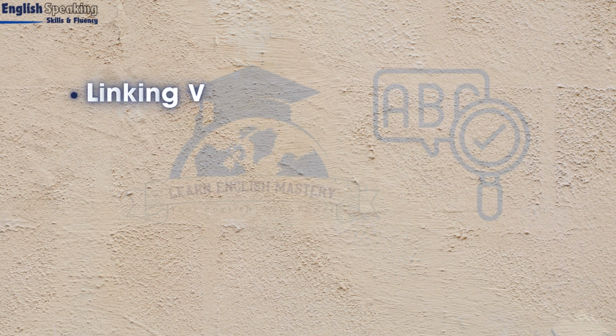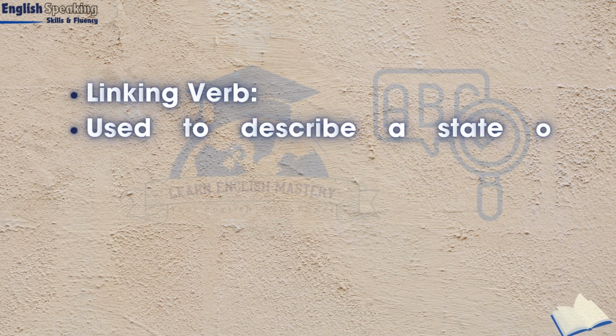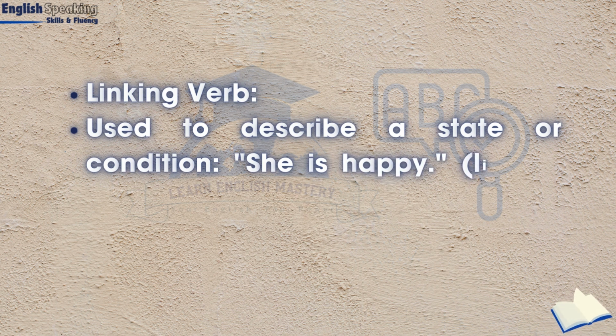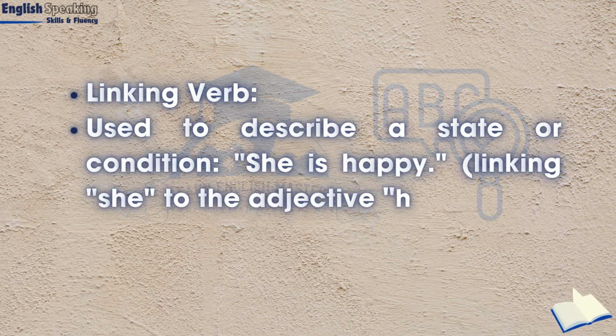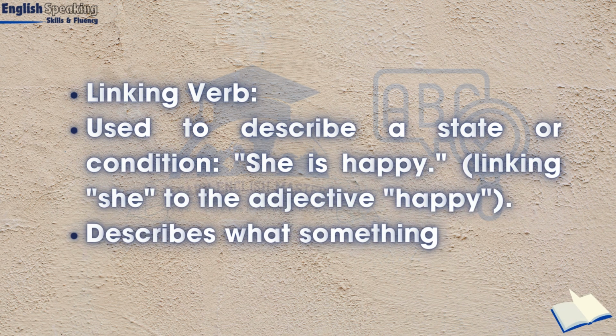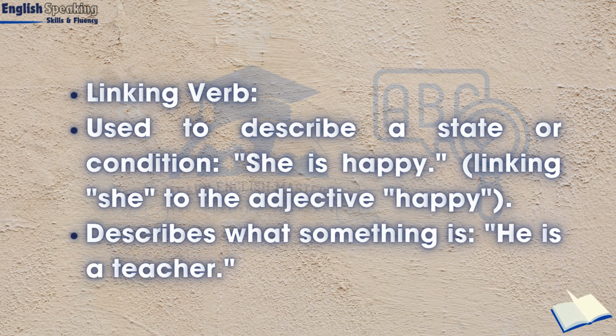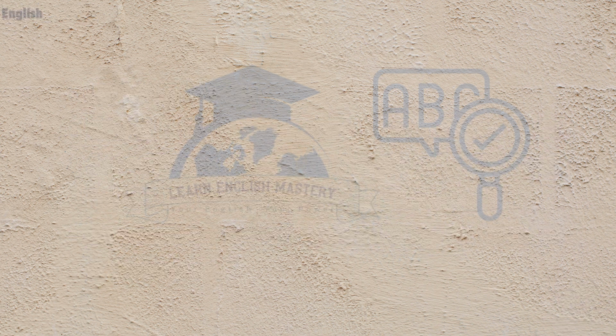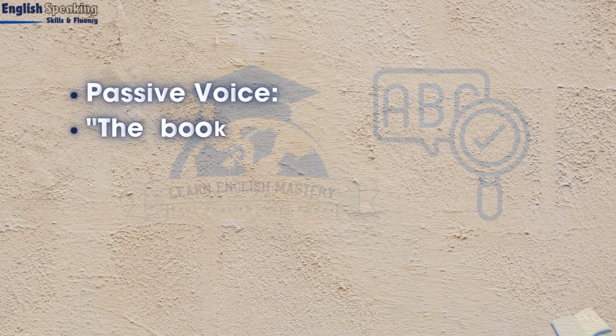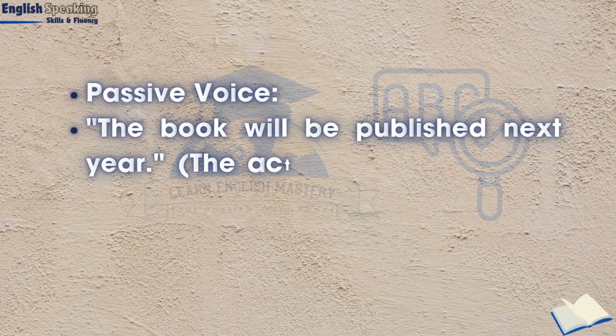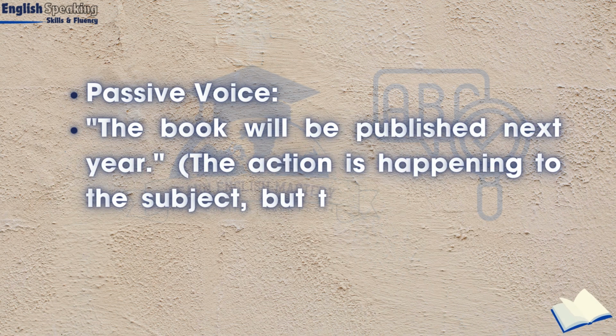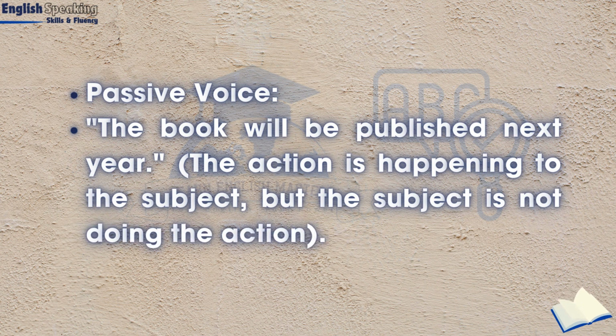Linking verb, used to describe a state or condition. She is happy, linking she to the adjective happy. Describes what something is. He is a teacher. Passive voice. The book will be published next year. The action is happening to the subject, but the subject is not doing the action.